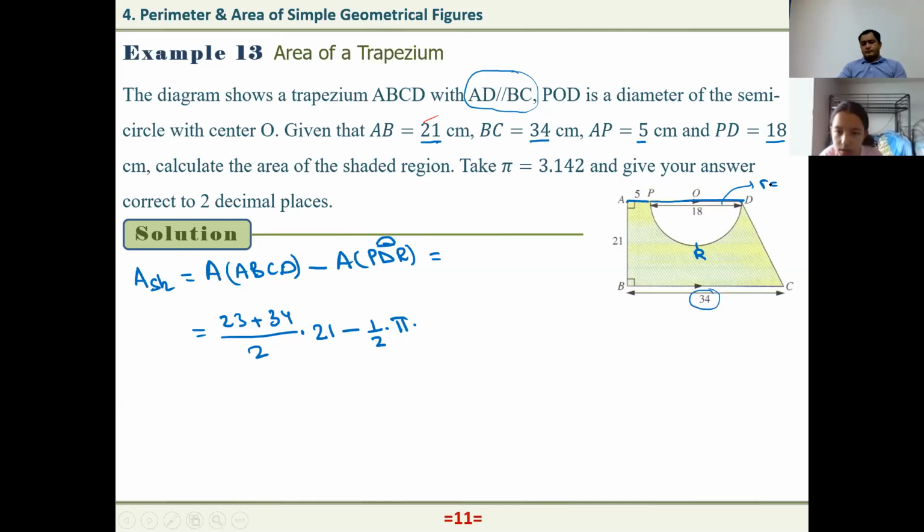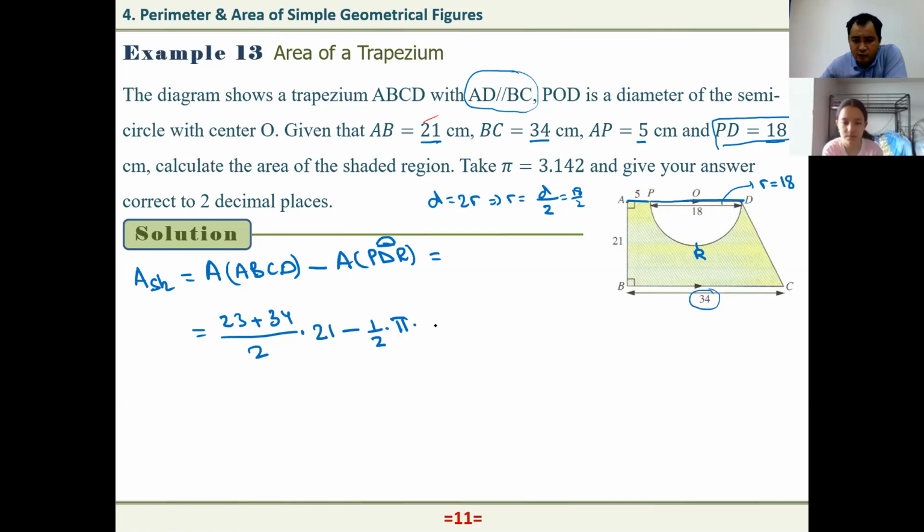18. It is 9, right? Because the diameter is 18. It says PD is the diameter. It is 18. So we know the diameter is 2 radii. From here, what is the radius? Diameter over 2. So the diameter is 18 over 2. That's equal to 9. So the radius of the semicircle is 9.